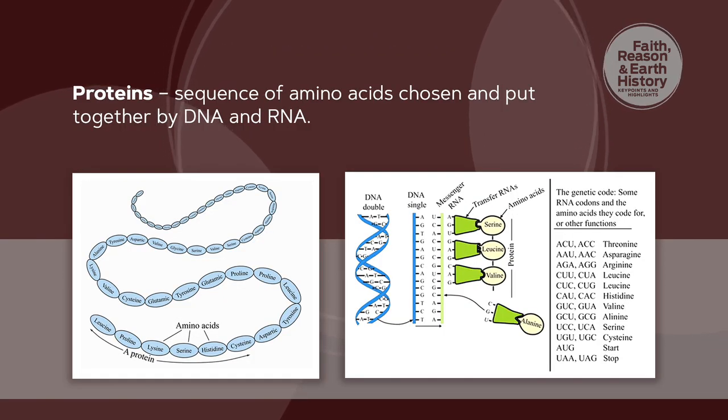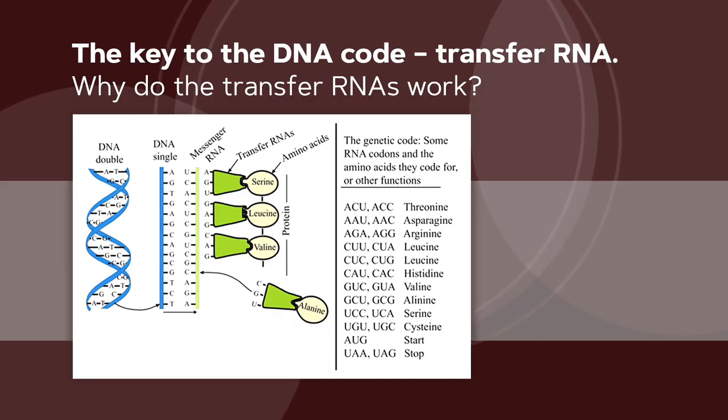Proteins are the sequence of amino acids chosen and put together by DNA and RNA. The key to the DNA code is transfer RNA, as you see in this diagram. Why do transfer RNAs work, and where do they come from? Notice each of those transfer RNAs has a series of 3 letters on one end. On the other end, it has a shape that fits one of those specific amino acids.